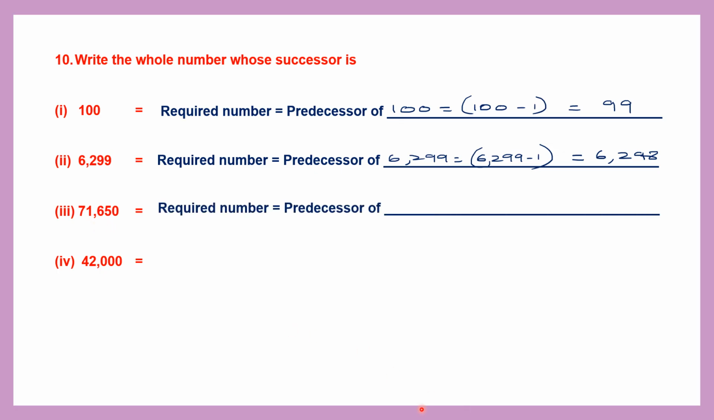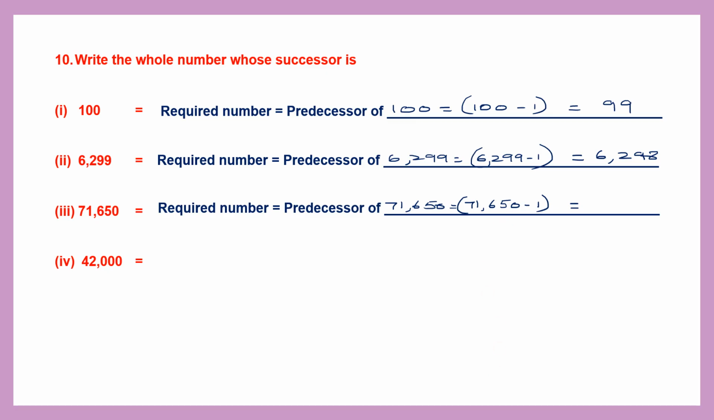Next number. Find the number whose successor is 71,650. So the required number will be the predecessor of this number. So that is predecessor of 71,650. So that means we need to subtract 71,650 minus 1. You can do the actual subtraction, or you just have to look at the ones period. The ones period is 650. What is the number that comes before 650?